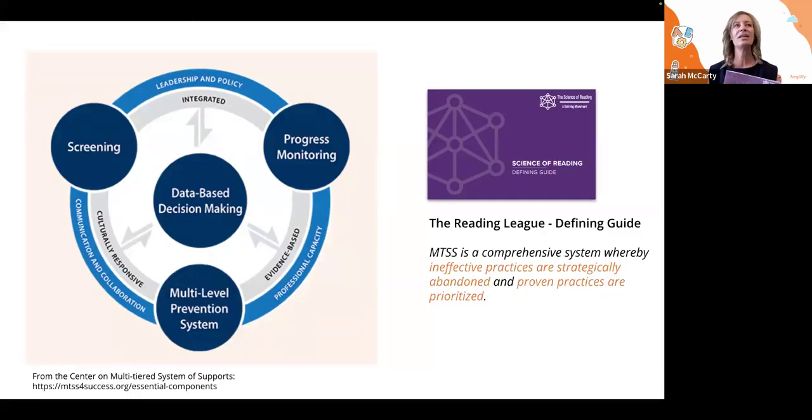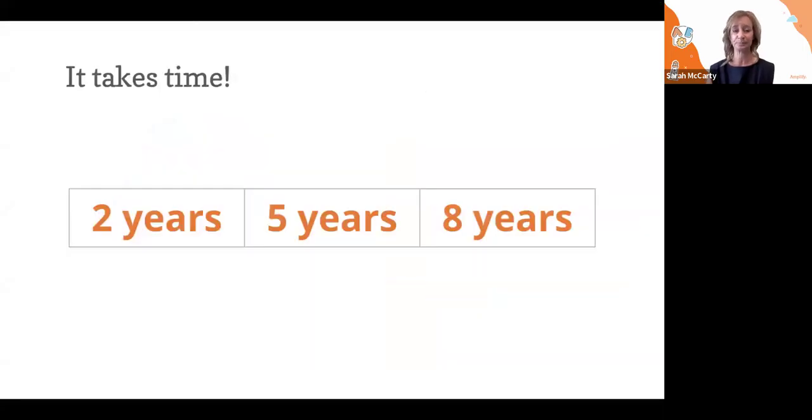Think about ineffective practices that we know are debunked, like three-cueing strategies. That is ineffective, and we need to strategically abandon it. And we need to prioritize proven practices. And the proven practices are the science of reading, things that are grounded in the evidence of the science of reading. So if you haven't checked this out, it'll be part of our resources today that you'll get as a follow-up, and it's a free download, the Reading League Defining Guide.